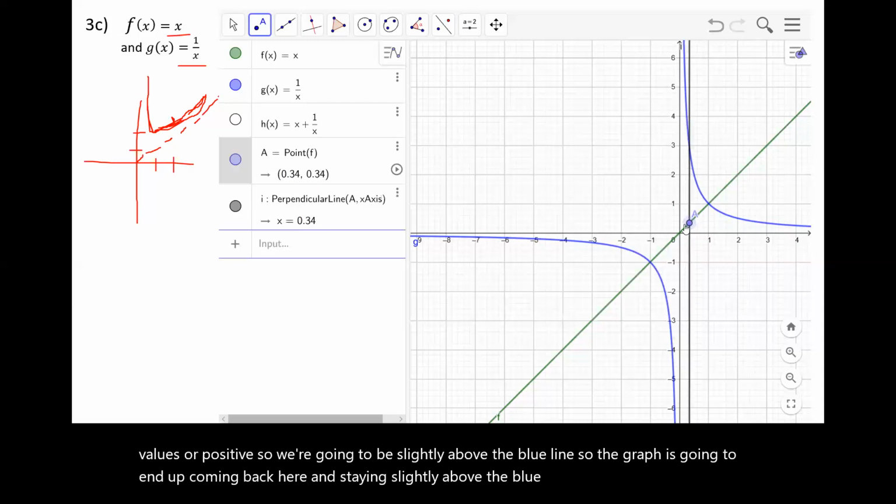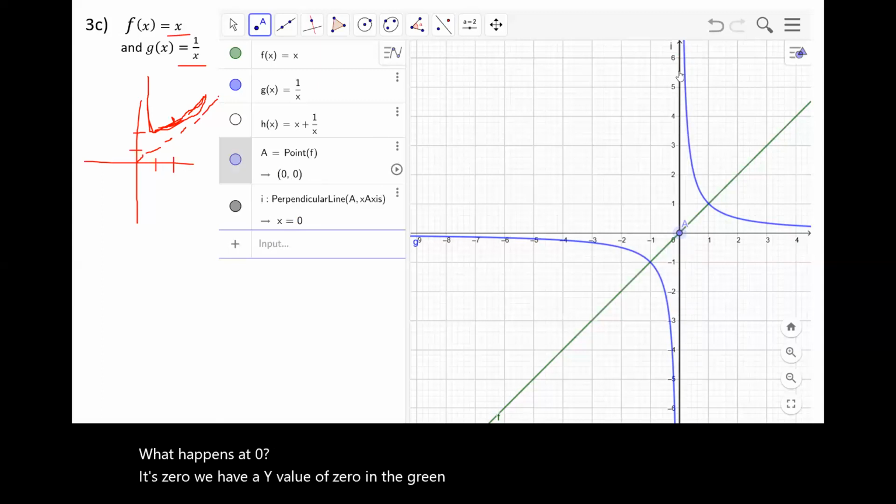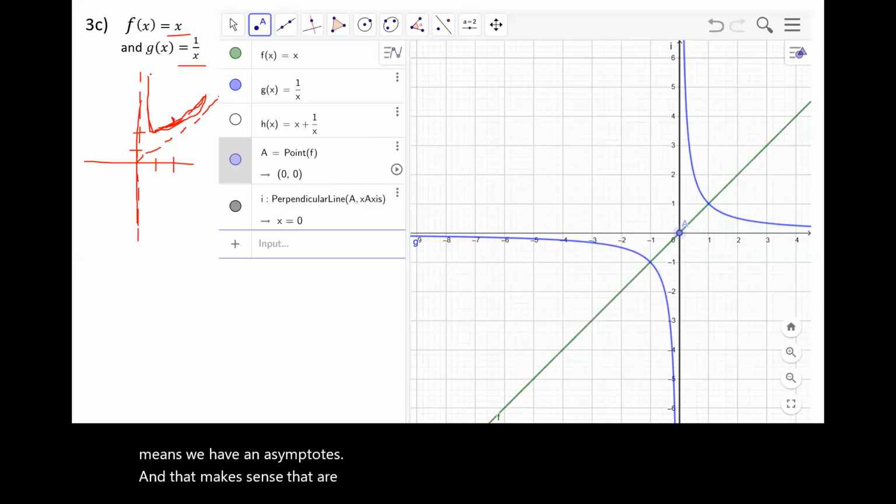What happens at 0? At 0, we have a y value of 0 on the green line, but no y value on the blue line. That means we have an asymptote. And that makes sense that our graph is approaching the asymptote.